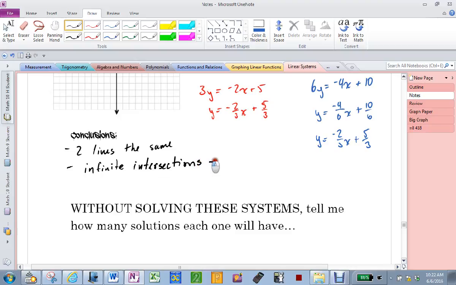Infinite intersections, therefore infinite solutions. Because, of course, any x and y that works on the red line also works on the blue line.